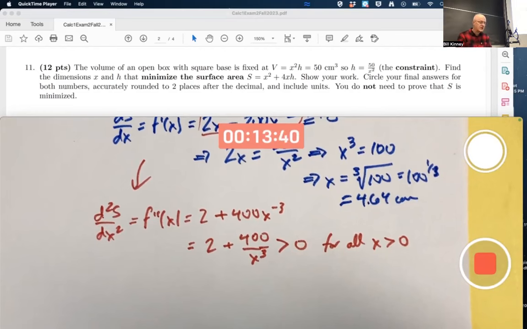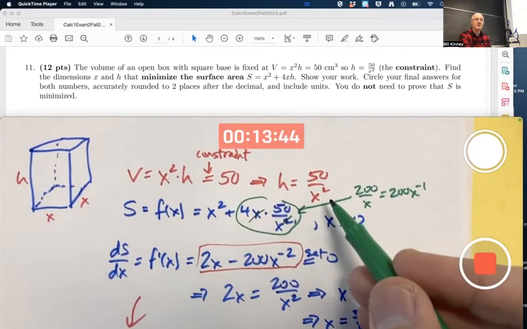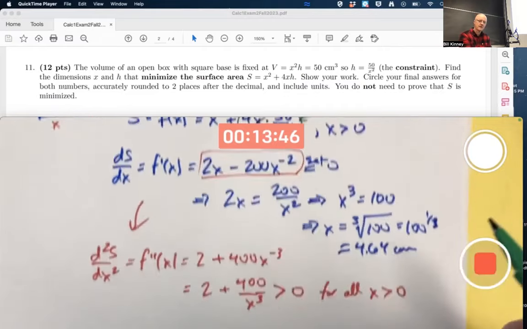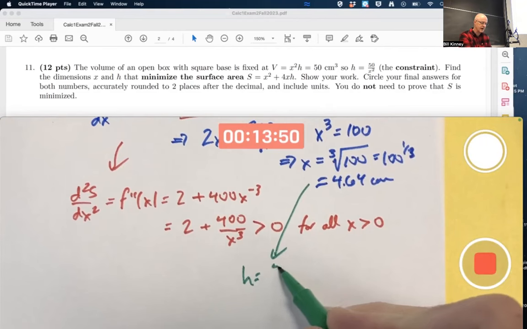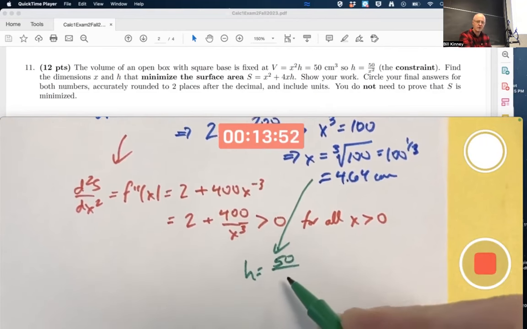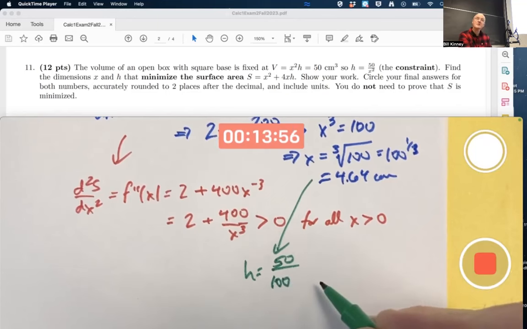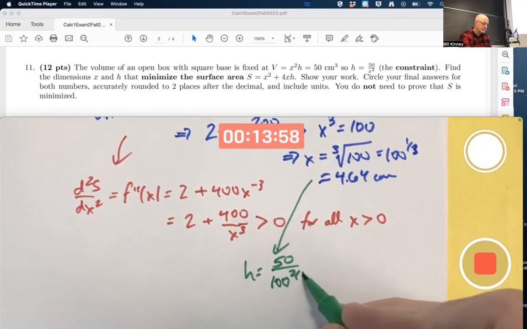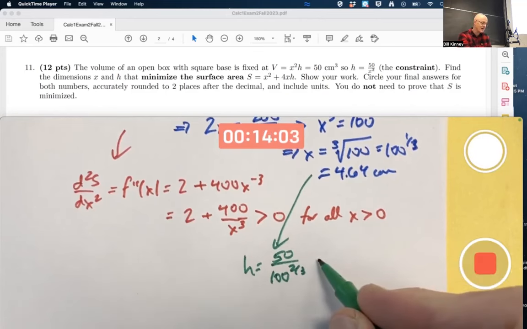As far as the value of h goes, use the constraint. H equals 50 over x squared. You could write that as 50 over 100 to the 1/3 squared, which is 100 to the 2/3. That's one way to write the answer. There's various other ways you could write the answer.